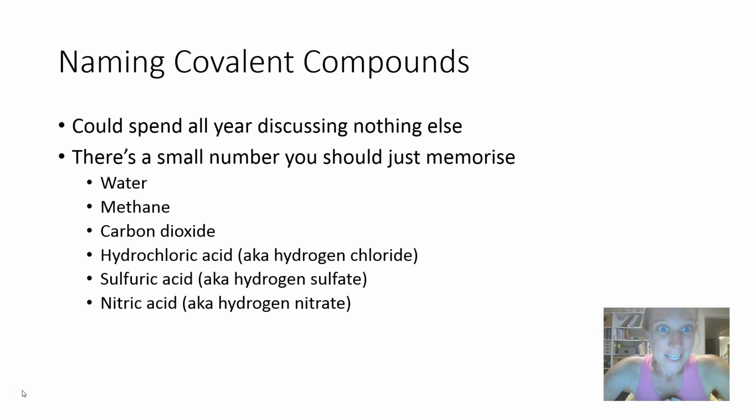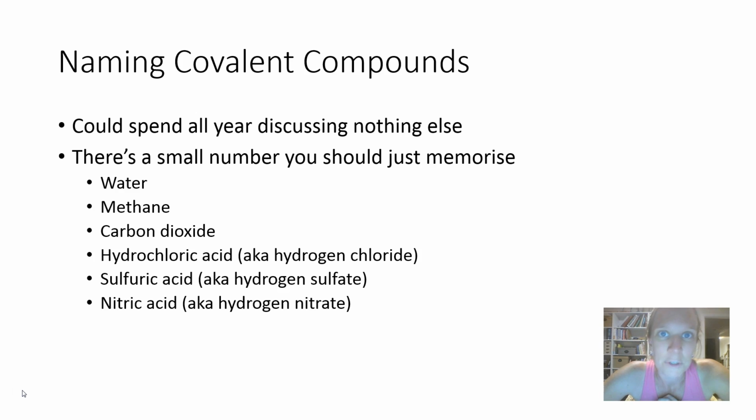When it comes, as I say, to naming covalent compounds, we could spend all year discussing nothing else. And then we could do the same next year and the same the year after that. If you do decide to take senior chemistry, we will get started on the proper rules and guidelines for naming groups of covalent compounds. In the meantime, I want you just to memorize the names of a few of the covalent compounds that exist, a very, very small number.